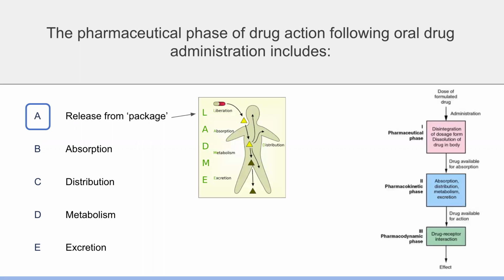Okay, so this was an easy one. So there are 5 phases and it's pretty self-explanatory. So LADME is the mnemonic that you can use, where the pharmaceutical phase is the first L. So that's liberation, when the drug is released from the package. After that, everything else is the pharmacokinetic phase, which is what the body does to the drug. So A for absorption, D for distribution, M for metabolism, and E for excretion. And it's fairly logical if you just think about it in that order.